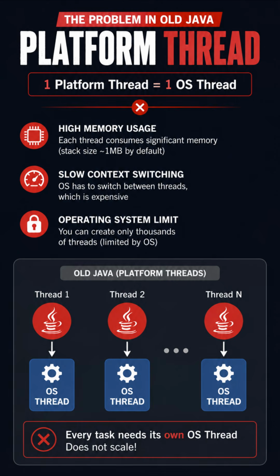In traditional Java, every platform thread is directly mapped to one operating system thread. So if your application creates 10,000 threads, the operating system also has to manage 10,000 OS threads. That's expensive. Each thread needs its own memory.